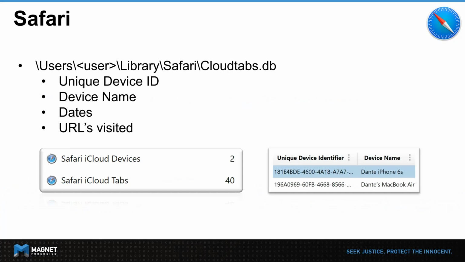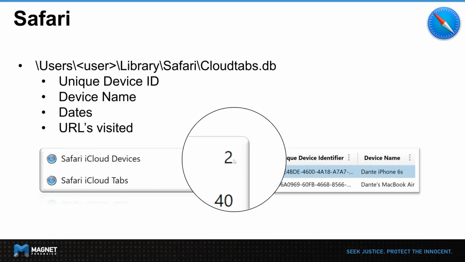Also, we have a couple of artifacts for Safari iCloud devices and iCloud tabs. Now, why is this important? Well, if you do a search warrant and you only come back with maybe a computer or maybe you only have their phone and you process inside of Axiom, you're going to have the Safari iCloud devices. And here we see 2.